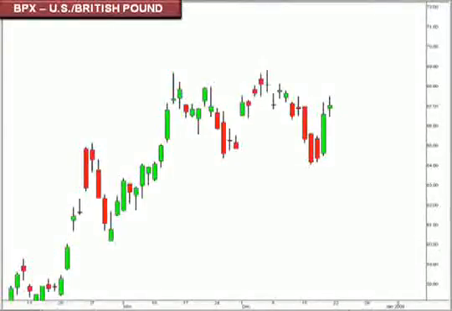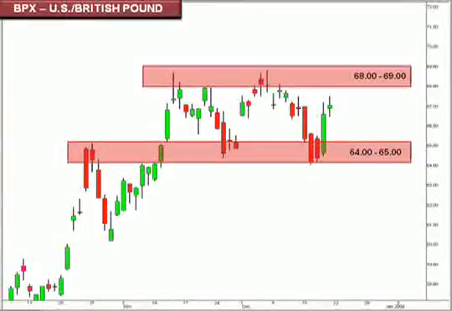Let's take a quick look at the BPX, the U.S. versus the British pound. Now, the pair value has been range-bound since the beginning of November between these two focal zones. And at this point, the window is open for perhaps another test of these highs. Now, although the 71 to 72 area is still on our radar, a closer look at the BPX suggests that we are currently seeing a test of a natural retracement level measured off of the most recent downward move, and a fail to move higher will support the likelihood of a test of that 64 to 65 support level.